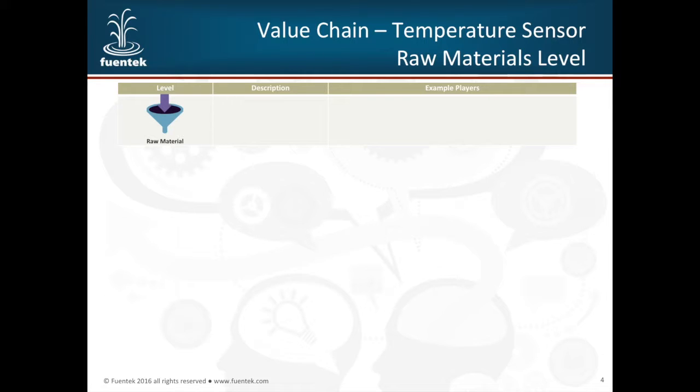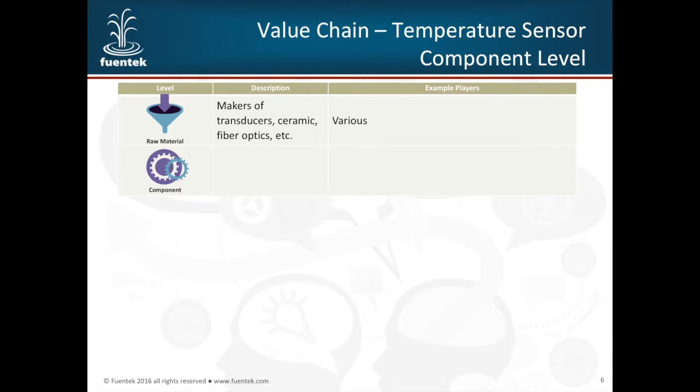We will start by looking at the raw materials. For this innovation, the raw materials are all of the bits and pieces that make up temperature sensors, and there are many different providers of these elements. The next level is the component level. For this example, temperature sensors are at the component level, and there are several large industry players that produce these.